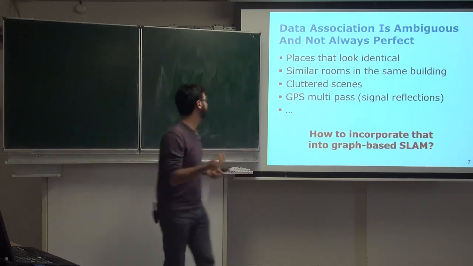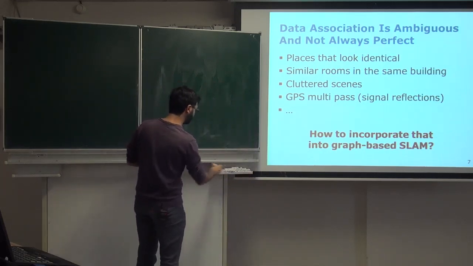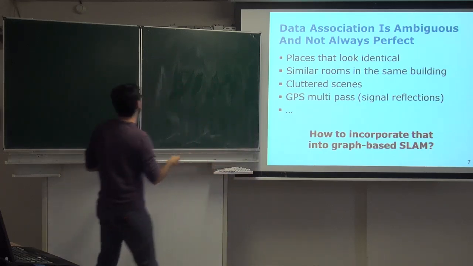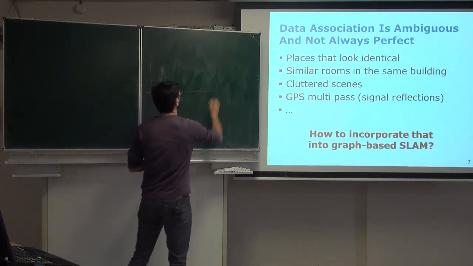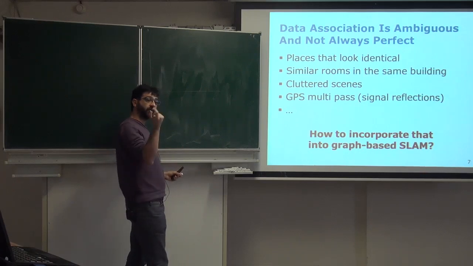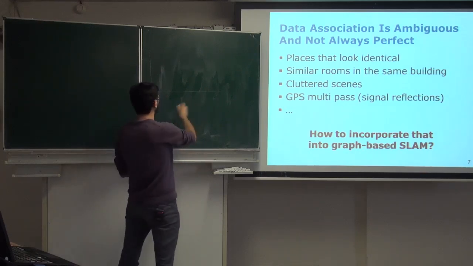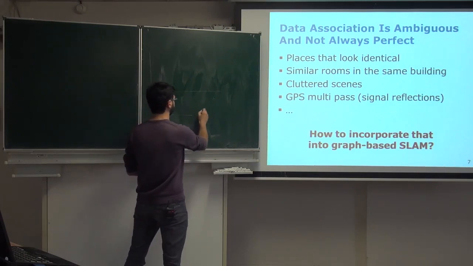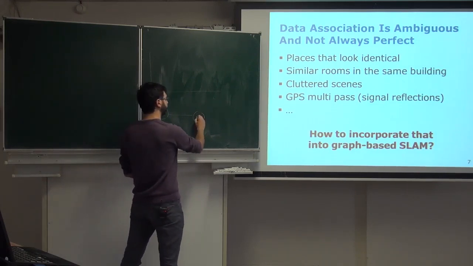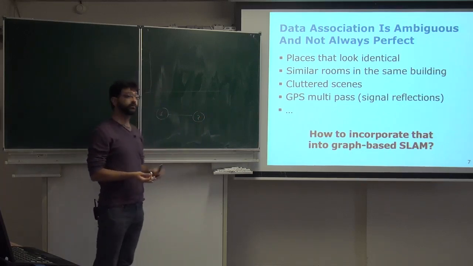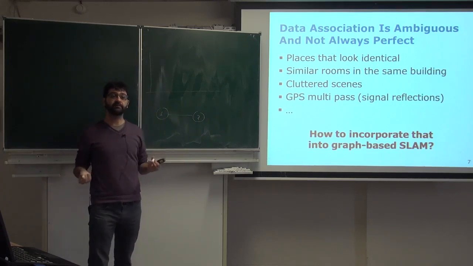So we have seen that the normal way of modeling data association in terms of measurements, we are saying we are considering relative measurements. So there is one node 1 and node 2, okay? And those two nodes are related by a measurement, okay?